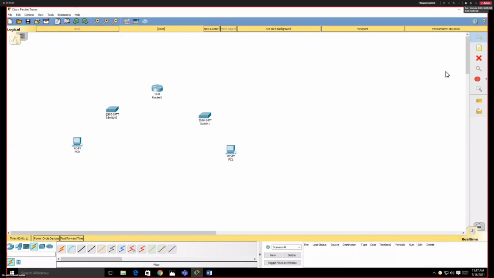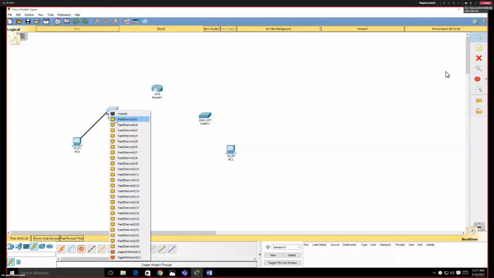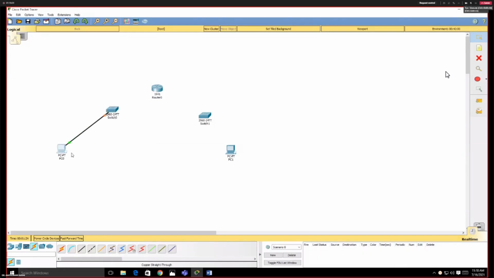Now computer to switch connection requires a straight through cable. So I click on the computer, click on its Ethernet interface, and select one interface of the switch. This connection is over. Now to connect the switch with the router, select one port of the switch and one port of the router. This connection is over. Again, router Ethernet port and switch Ethernet port is connected, and then computer to switch, Ethernet to Ethernet port connection is there.